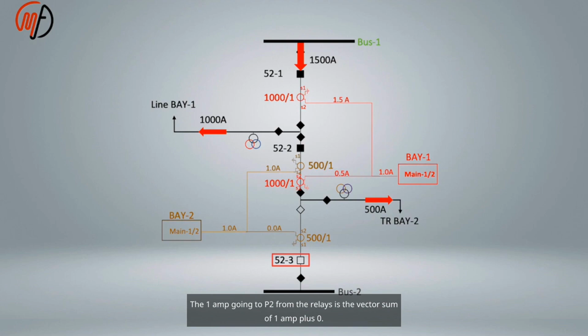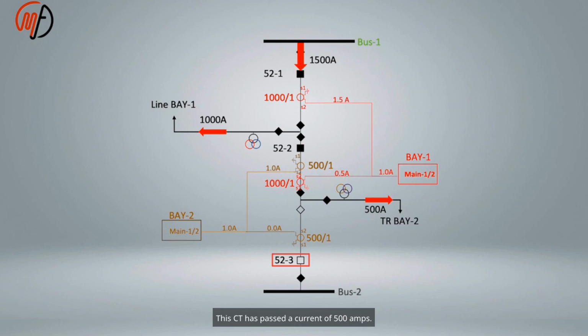The 1 amp going to P2 from the relays is the vector sum of 1 amp plus 0. Here the current value is 0, as no current has passed through it since the circuit breaker is open. This CT has passed a current of 500 amps; the CT converts from 500 to 1 amp and sends it to B2. If all 3 circuit breakers are closed and the current drawn from each B stays the same, the total 1500 amps will be divided into 2 equal parts. The vector sum of the currents on P1 main relays stays at 1 amp, and on P2 main relays it also stays at 1 amp.